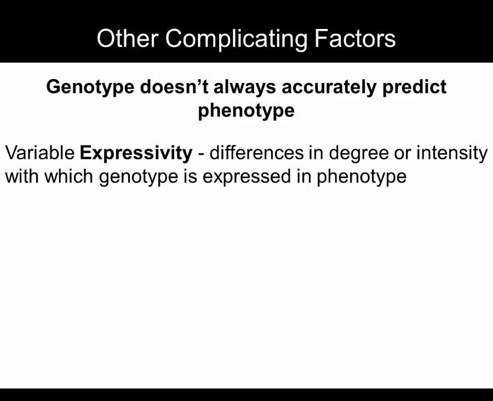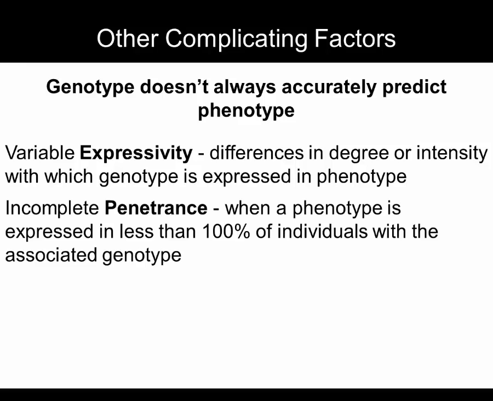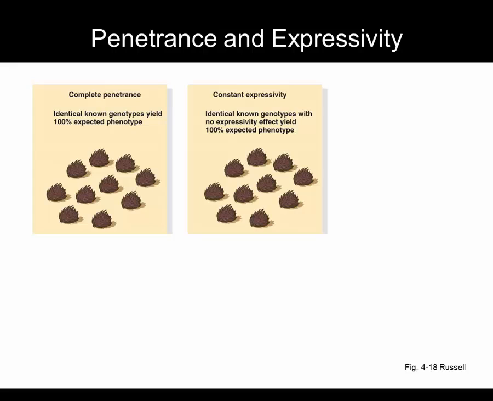There's variable expressivity, that is, individuals with the same genotype may show differences in the intensity of the corresponding phenotype. Additionally, there's incomplete penetrance, which means that some individuals with a certain genotype just won't display the corresponding phenotype at all. Here's an example of fur color in tribbles to help us tell the difference between penetrance and expressivity.